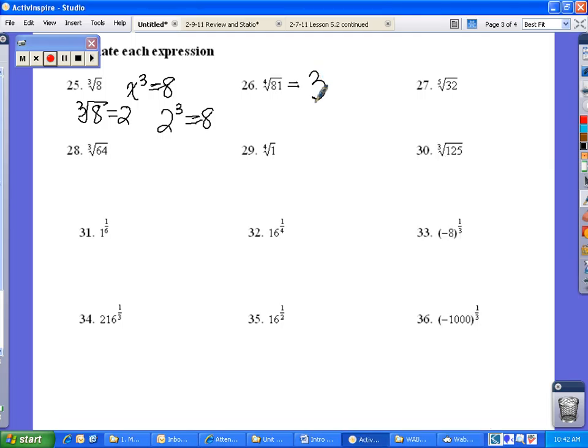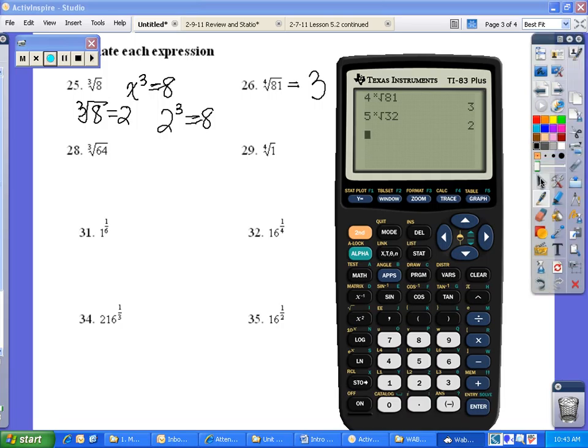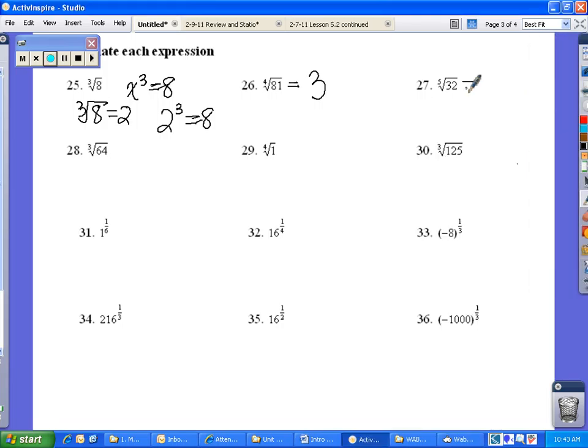Okay, 5th root of 32. You can plug that in as well. So 5 math 31 or 32, and you get 2. And so forth.